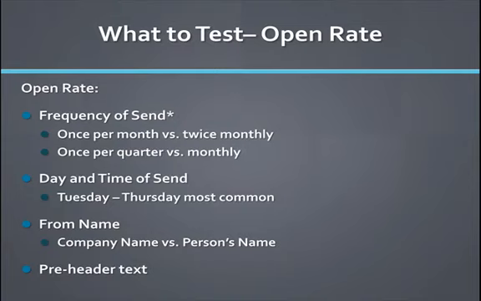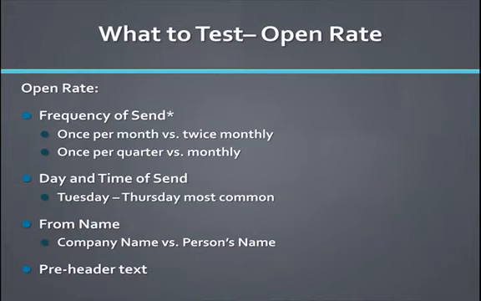So some more things that you can test for your open rate. The frequency of your send. So for example, if you're currently mailing once a month and you're finding you're sending out enormous emails, you can test splitting your email up and doing it twice a month. If you mail once a quarter, you can test versus sending it out once a month.